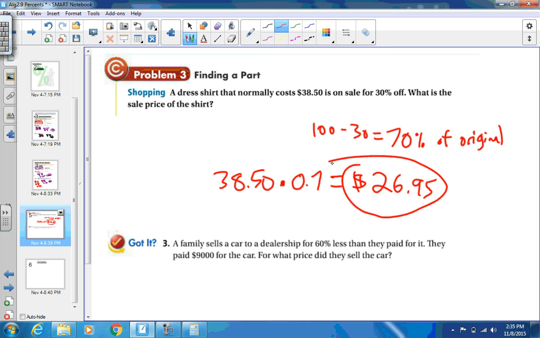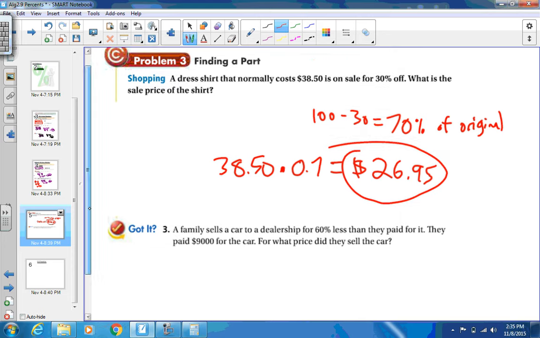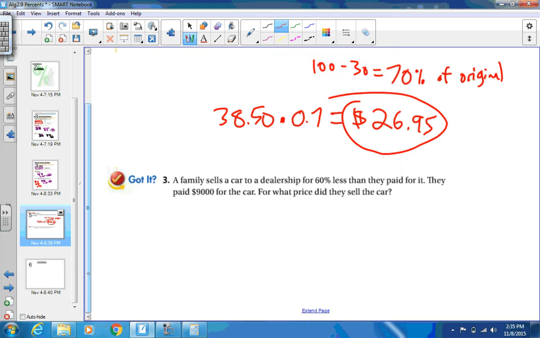Now, if you tried doing 30%, so multiplying it by 0.3, that's going to be way smaller. It's going to be less than $12. And if it's 30% off, that wouldn't quite work. So if you do something like that, check it to see if it'll make sense. Let's just do one more.